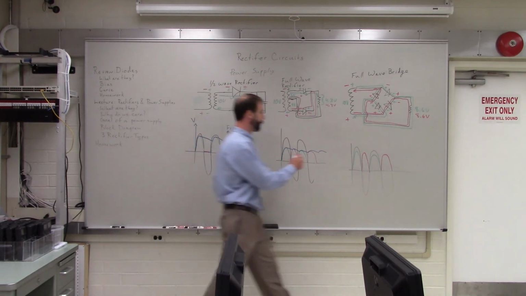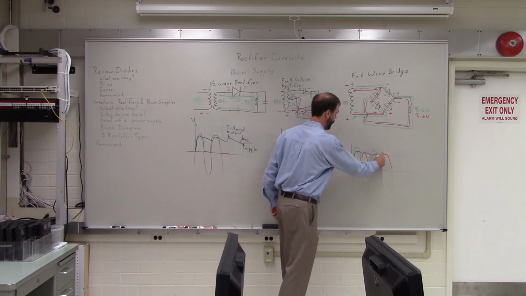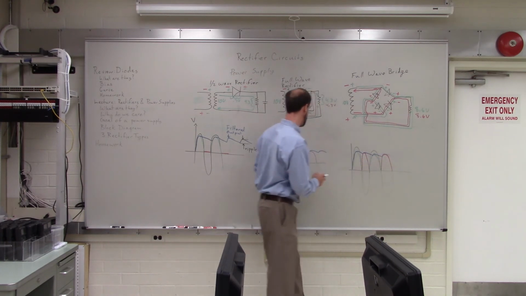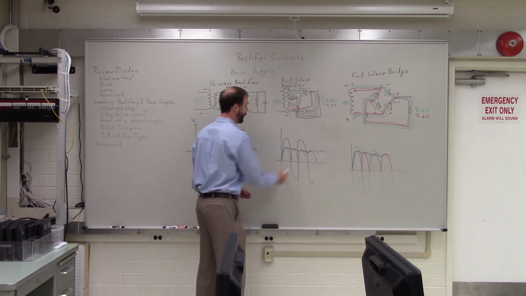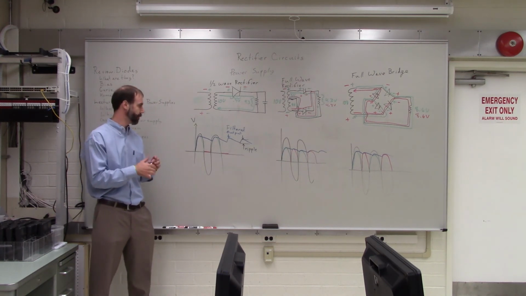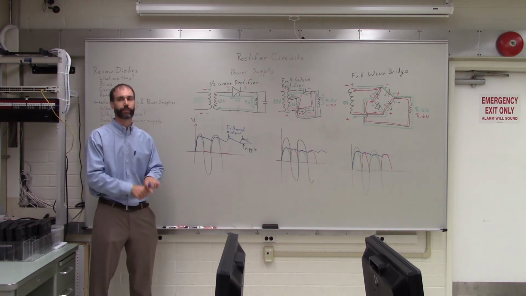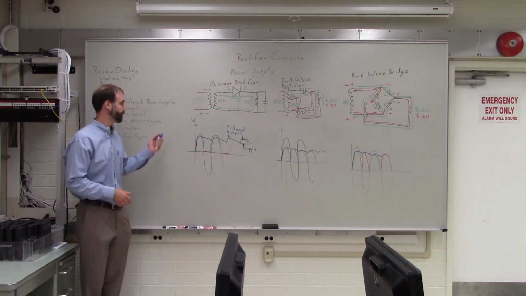And then, again, when you're filtering this one, the capacitor gets charged up and then discharges. And so you have the higher frequency like we did on the full wave rectifier. So again, you end up with less voltage than the half wave rectifier, less ripple voltage. So questions about that?